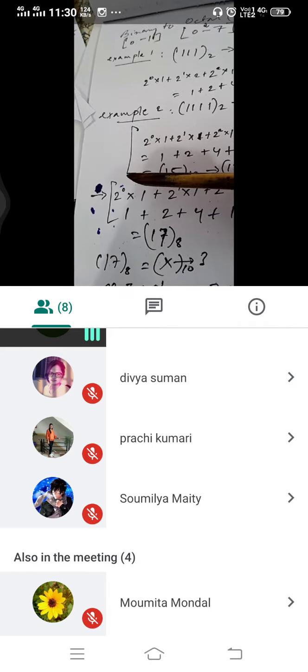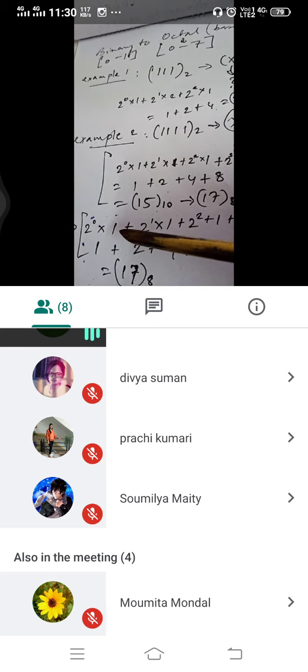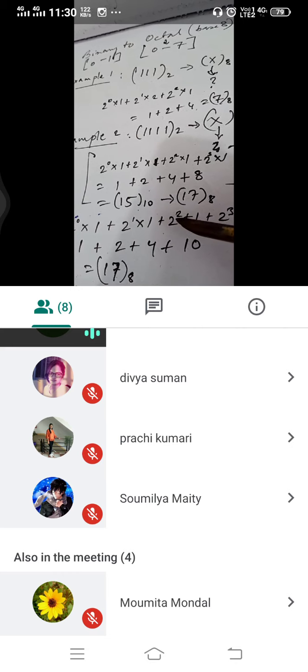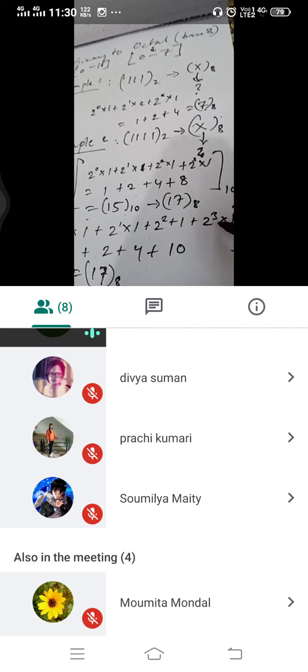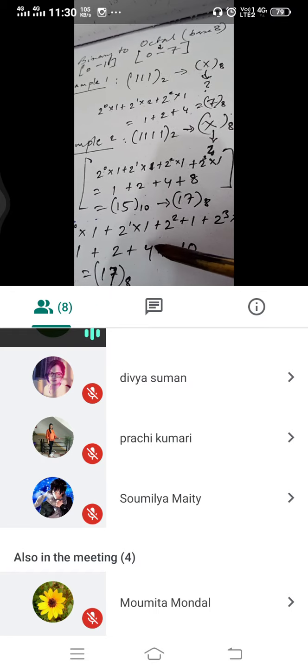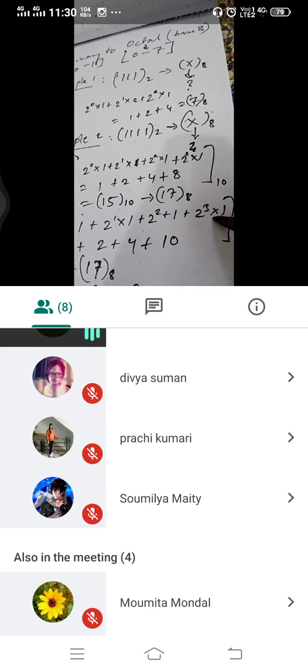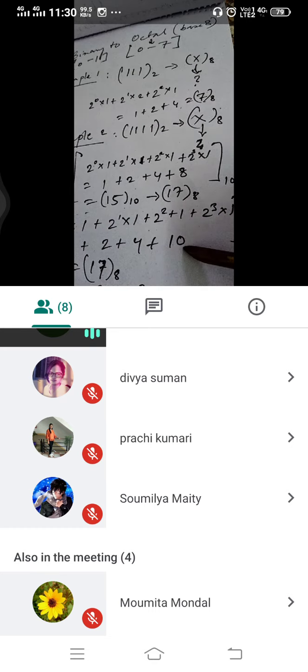But let us now try to count this directly in octal rather than changing. So 2 to the power 0 multiplied by 1, 2 to the power 1 multiplied by 1, 2 to the power 2 multiplied by 1, 2 to the power 3 multiplied by 1. So we have 1 plus 2 plus 4. Now here 8 is not present in octal. We have 10. Remember?